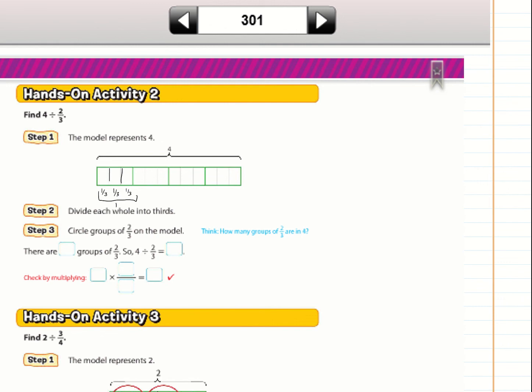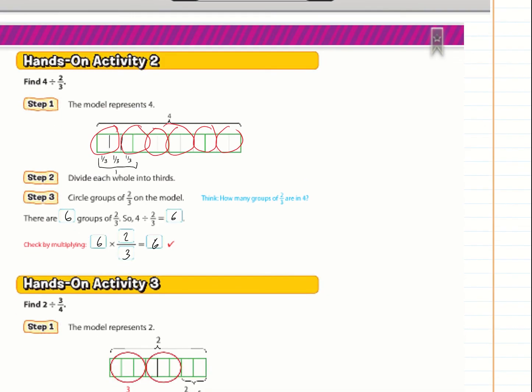So circle the groups of 2/3. I'm going to circle 2/3 here, 2/3, 2/3, 2/3, 2/3, and 2/3. There are 6 groups of 2/3, so 4 divided by 2/3 equals 6. I can check. 2 times 2/3, so that's going to be 3 times 2, and I get the final answer of 6. So this is the way using the model.